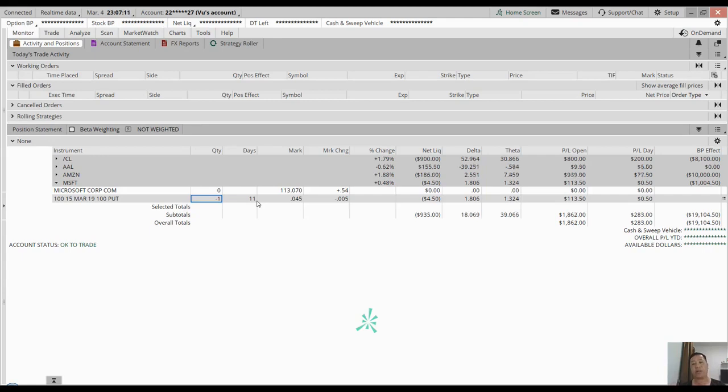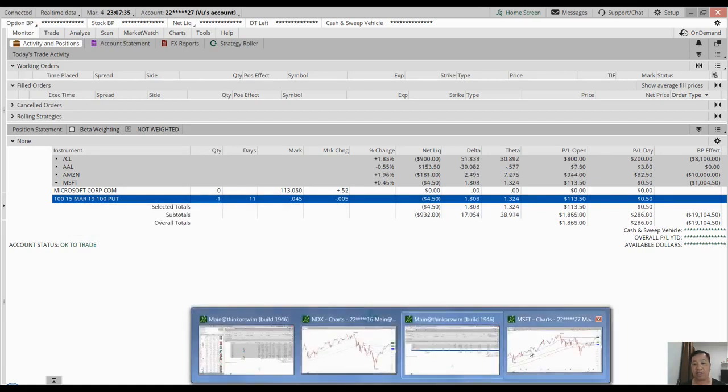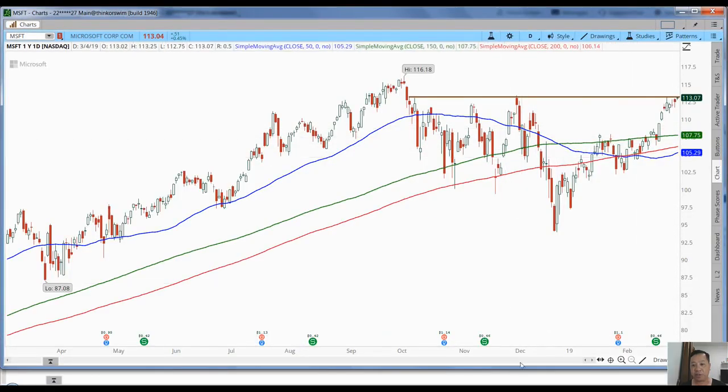So when we opened the trade, we sold the put contract at the strike price of 100, and we collected $1.18 per share times 100, so $118 for this contract. Now, as of today, the market has moved. So let's go back to the chart to see the time when we entered, which is on Feb 8, around here.